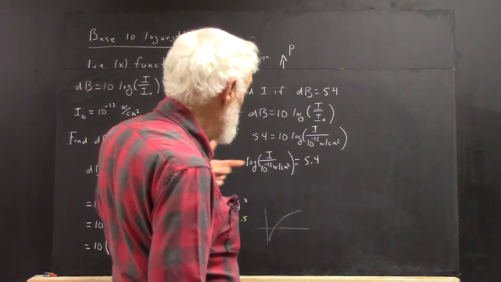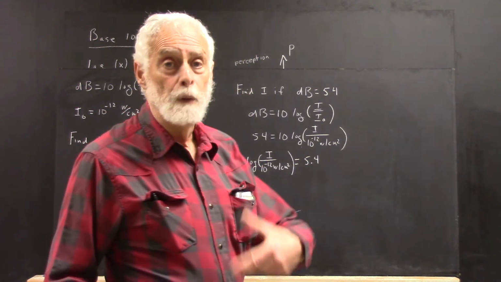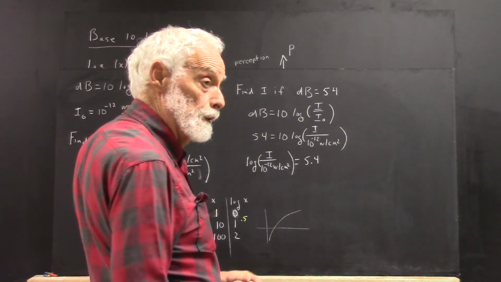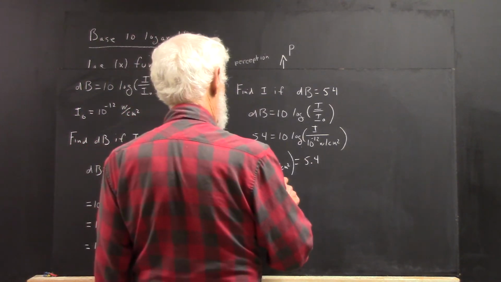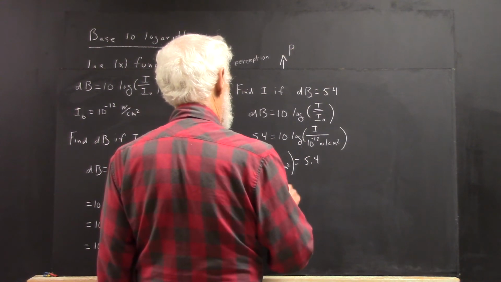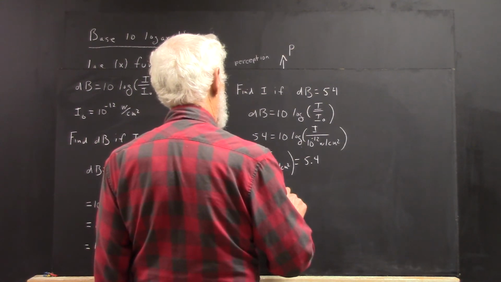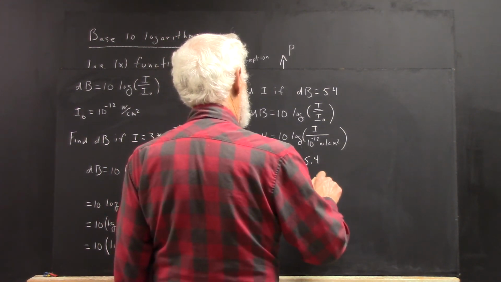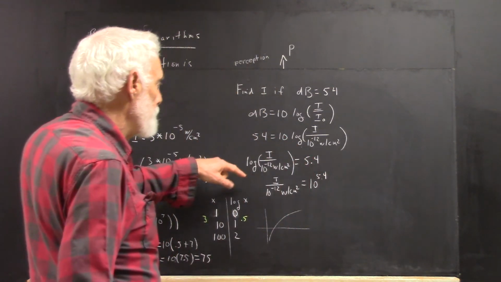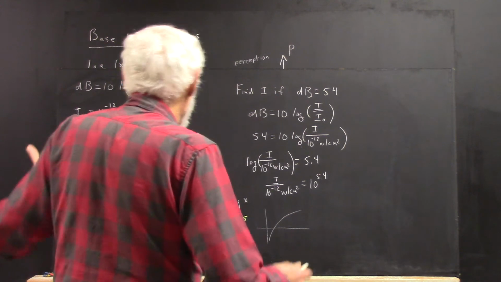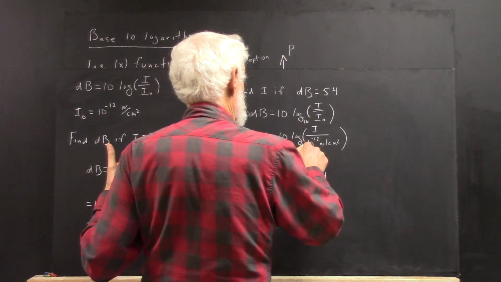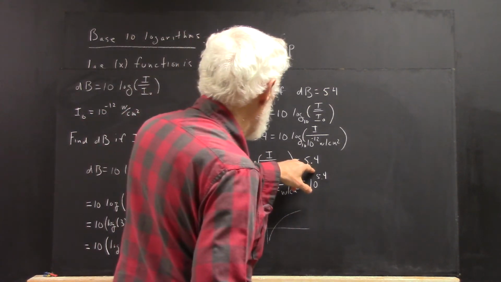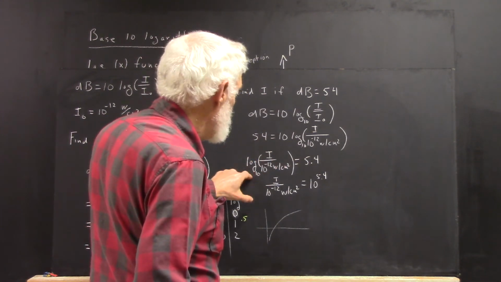Okay, well now, if we got the log of a quantity equals 5.4, we know how to express a logarithmic equation of this nature in exponential form. And this tells us then that I divided by 10 to the negative 12th watts per square centimeter equals 10 to the 5.4. Now remember that log means log base 10. So we can put a 10 in here anytime we want to if we want it to look right. We're going to go ahead and do that. Okay? If log base 10 of this equals this, then this equals 10 raised to this power.